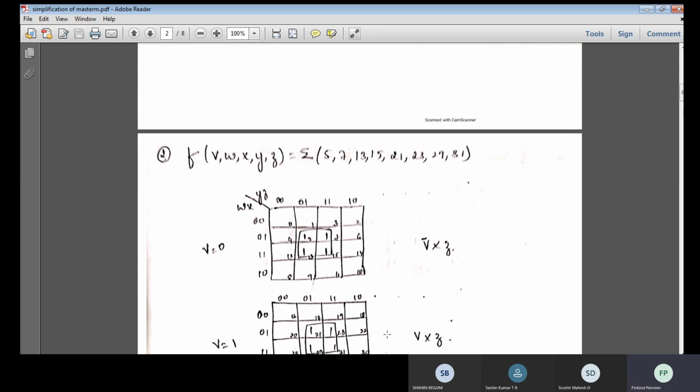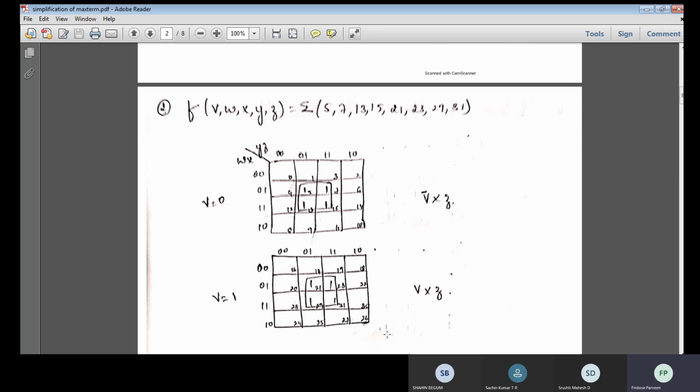F of V, W, X, Y, Z is equal to summation 5, 7, 13, 15, 21, 23, 29, 31. Okay. So I'll place 1 as it is summation. That means it is minterms. That means you have to place 1 in the cell numbers given. So I'll be placing 1 here. 5, 7, 13, 15, 21, 23, 29, 31.